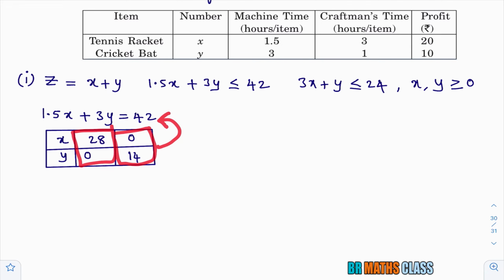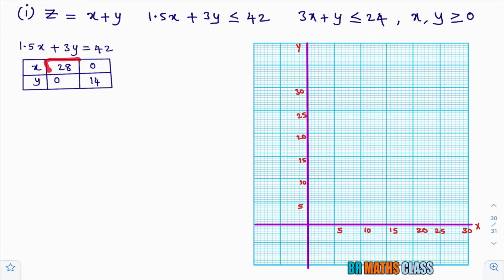So I'll draw this line on the graph sheet. Now you mark the points 28, 0 and 0, 14. You see here, somewhere here you will get 28, 0 and 0, 14. You join them and draw a line. You observe I drew a line passing through these 2 points. For this line, 2 sides are there. This side is the origin side and this side is the non-origin side.